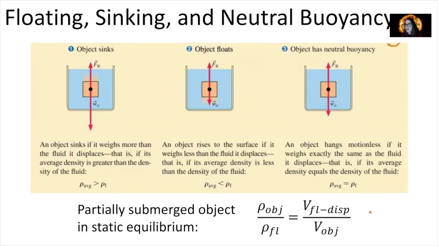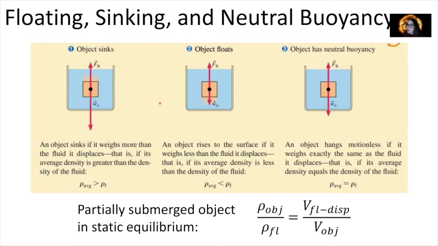There are three possible scenarios for objects experiencing buoyancy. The first is that you have a sinking object. An object will sink if it weighs more than the fluid it displaces. So in that case, the density of the object is much, much greater than the density of the fluid. So if the density of your object is greater than the density of the fluid, you will sink. If you drop something made of iron into water, it's going to sink because the density of iron is much, much greater than the density of water.